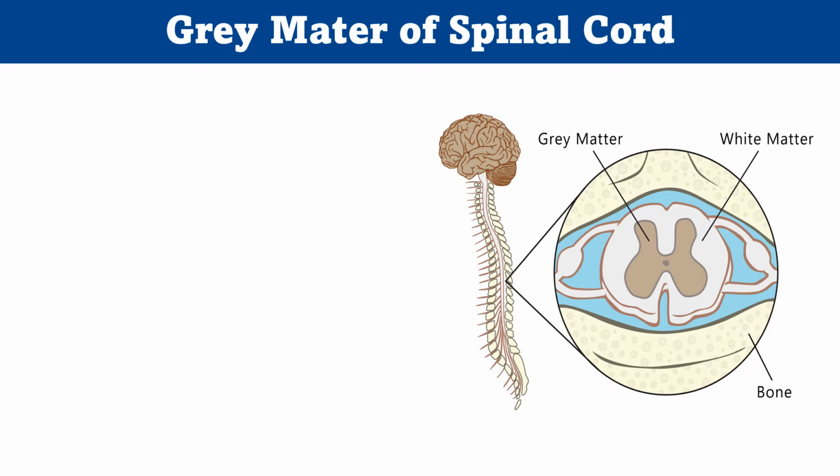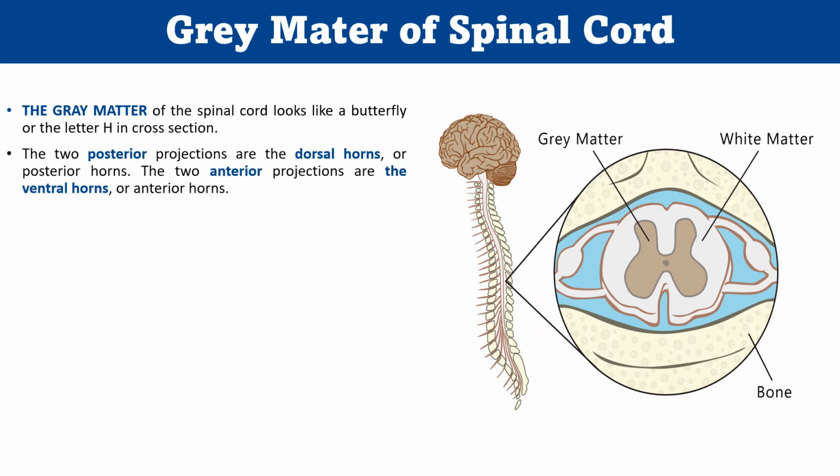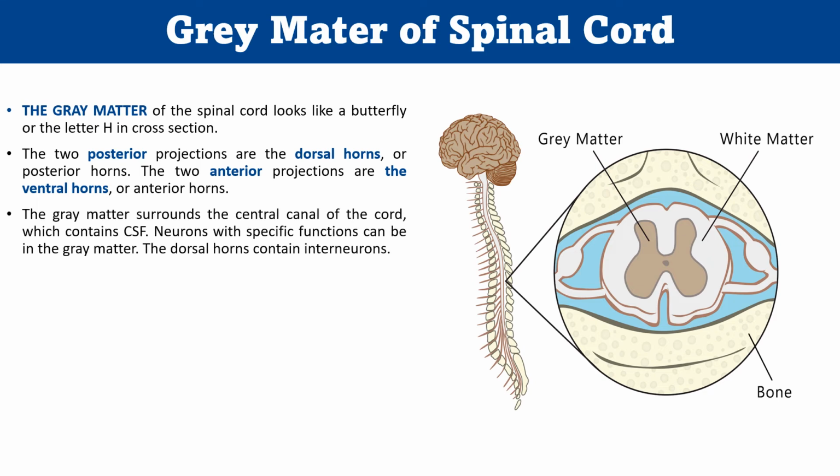Then we have the gray matter of the spinal cord. The gray matter of the spinal cord looks like a butterfly or the letter H in cross section. The two posterior projections are the dorsal horns or the posterior horns. The two anterior projections are the ventral horns or the anterior horns. The gray matter surrounds the central canal of the cord, which contains CSF. Neurons with specific functions can be found in the gray matter. The dorsal horn contains interneurons.